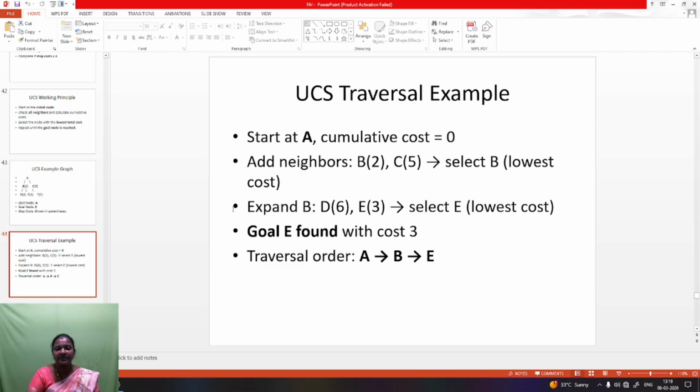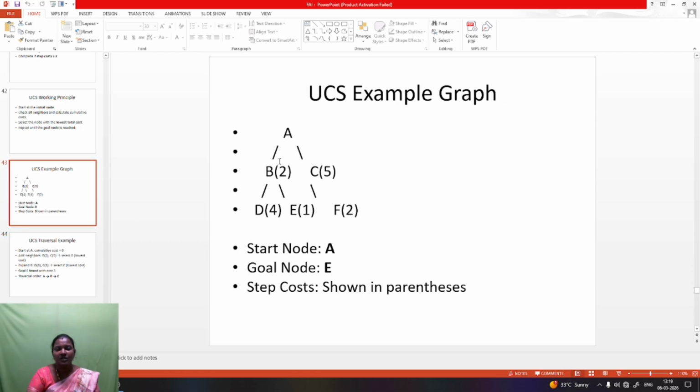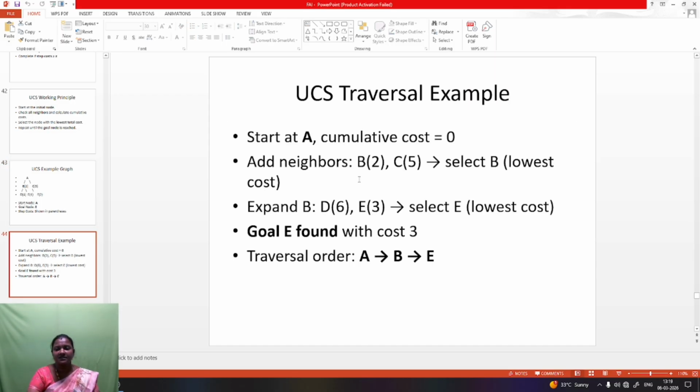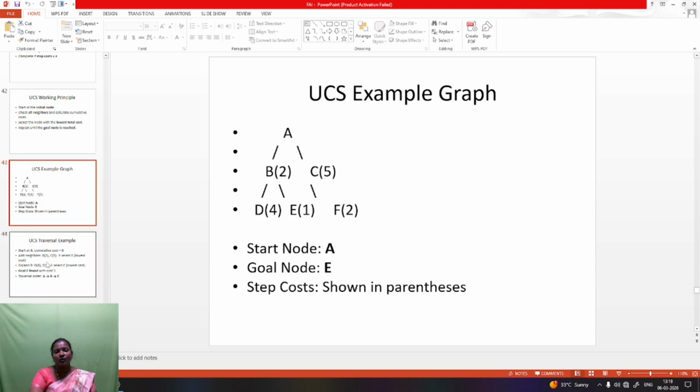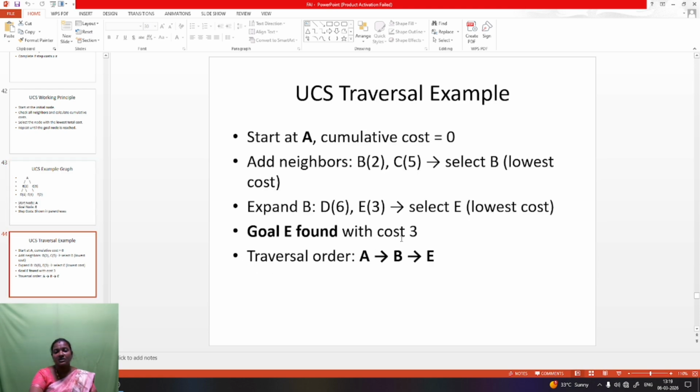Then expand B. B has two children, D and E. Here we select the node E because E has the lowest cost. Then we set E as the goal. Now the goal is found, because the goal E is found with cost 3. The traversal is A, B and E.